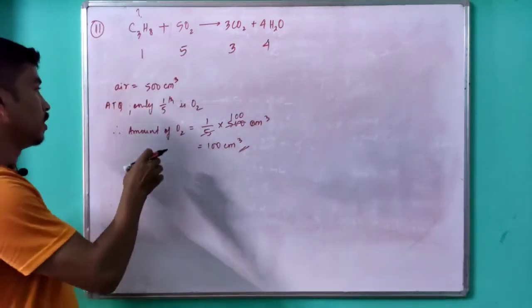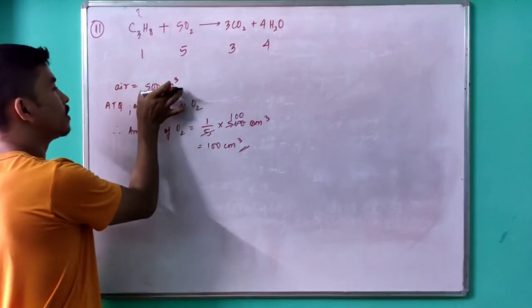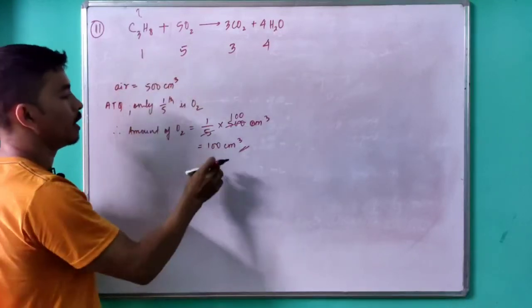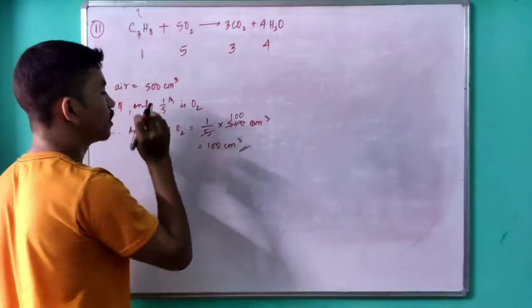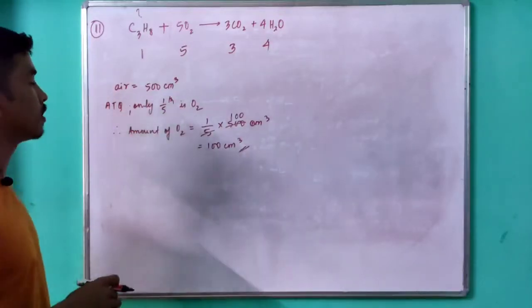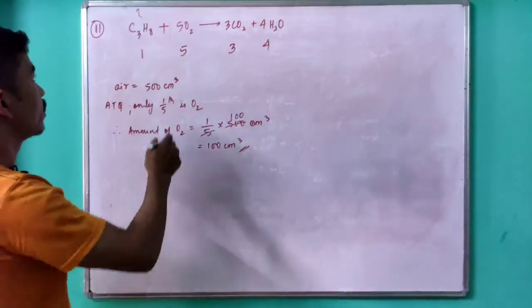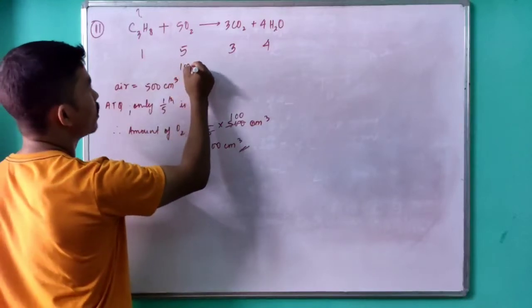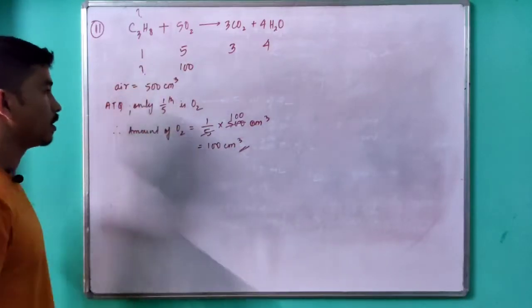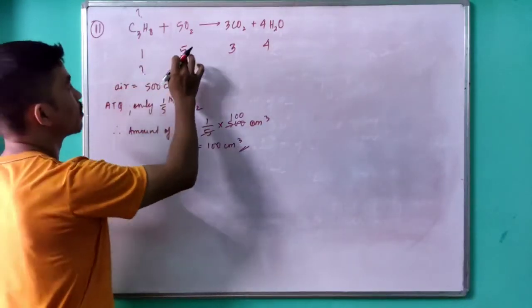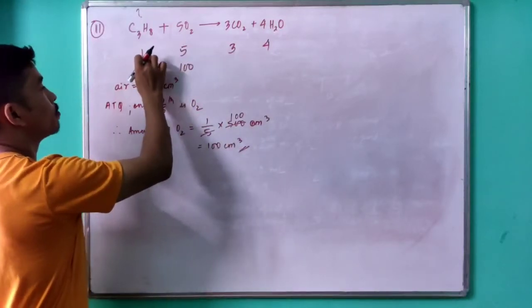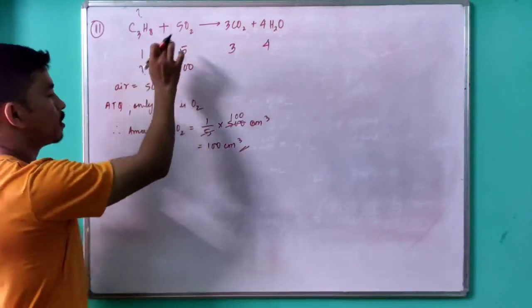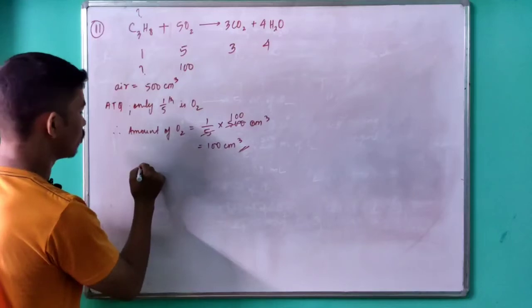So now it's just like saying the 500 centimeter cube of air is used and the 100 centimeter cube of oxygen is used, it is the same sentence. It means the same thing. So now I'll write here 100 and question mark. According to this, 5 uses 1 volume. So the 100 will use how many? So let us try to find. I'll do it in this way.